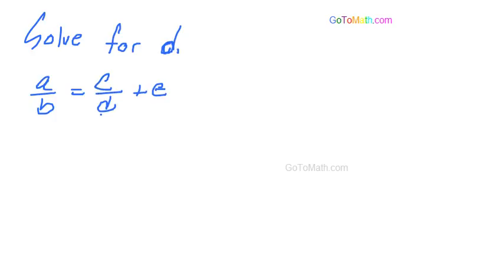What are we going to do here? Let's just go ahead and take this E to the other side. Let's do that. And that means we're going to be subtracting E from both sides. And therefore we're going to have A over B minus E equals C over D. So we got several different ways of doing this problem, but this is what we're going to do.